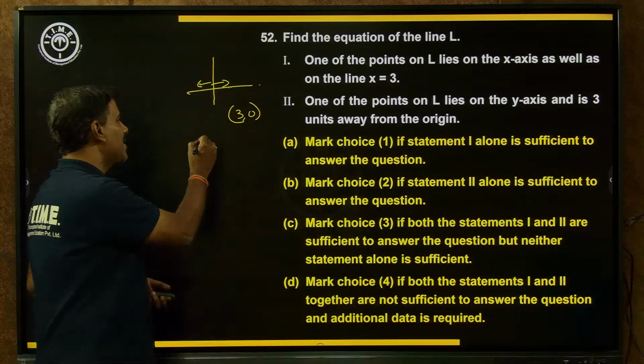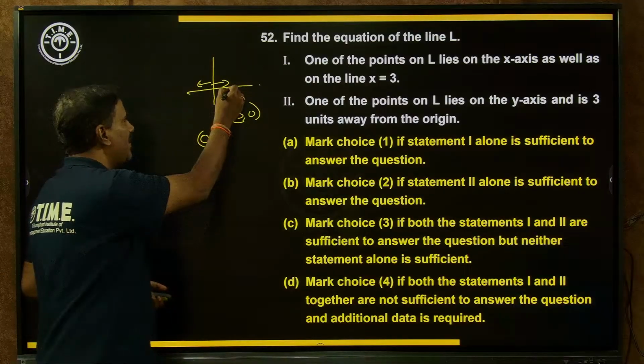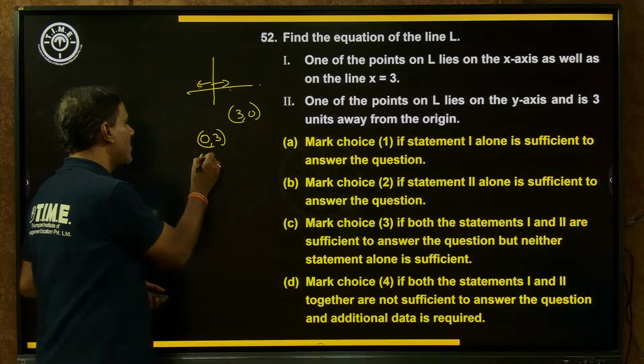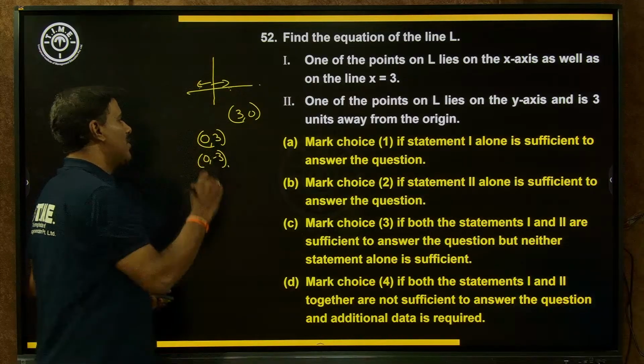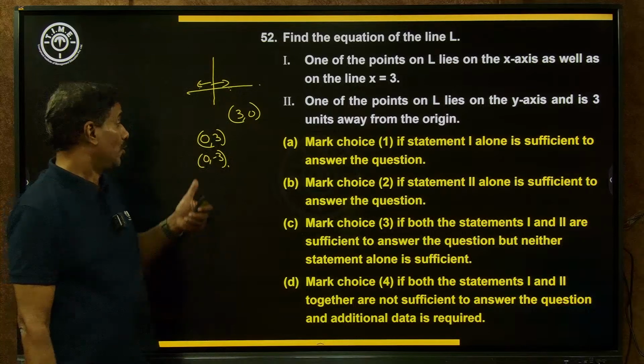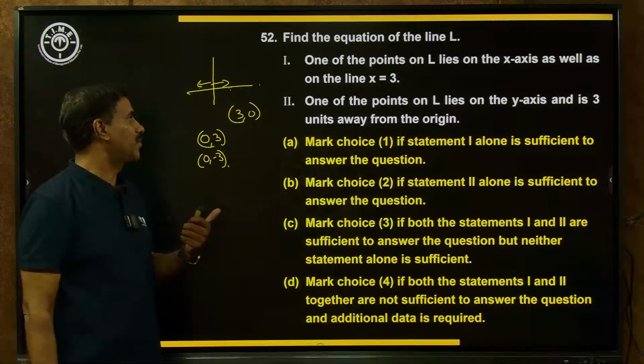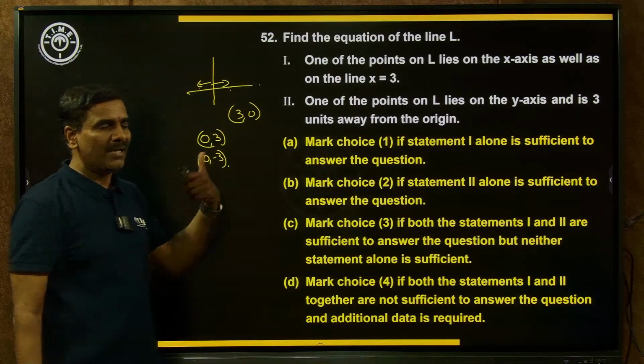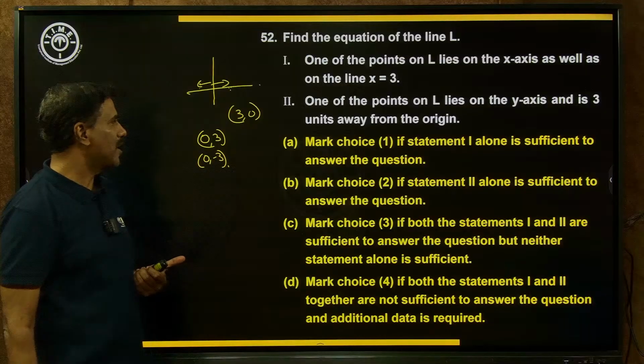So that means what we can say, either it may be 0 comma 3 if it is this one. If you are considering this one, it may be 0 comma minus 3. So second statement is giving 2 possibilities for the point for that line, the point that is passing through that line. So second statement is also not sufficient.